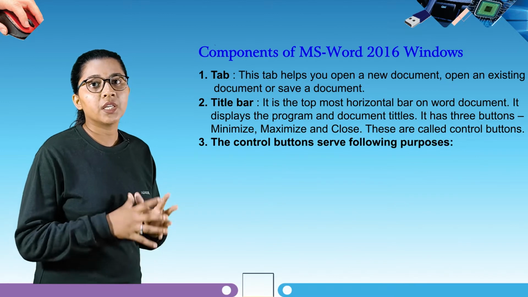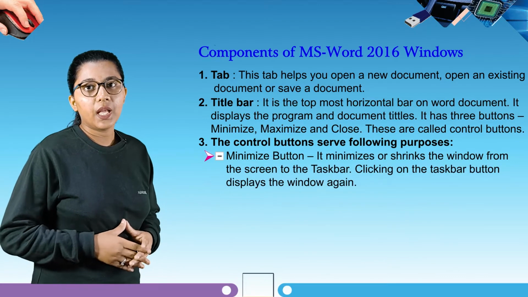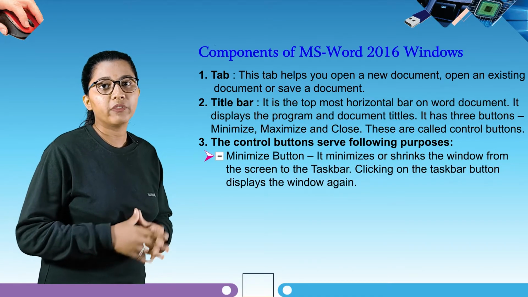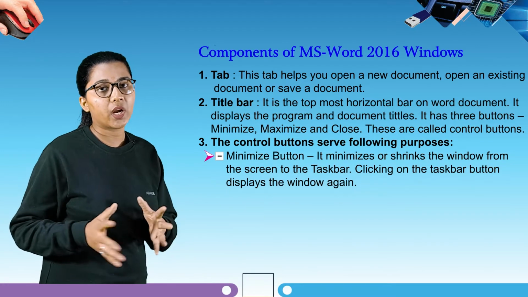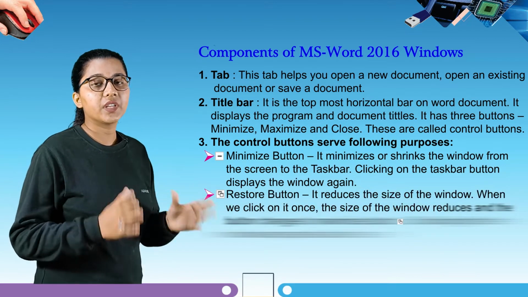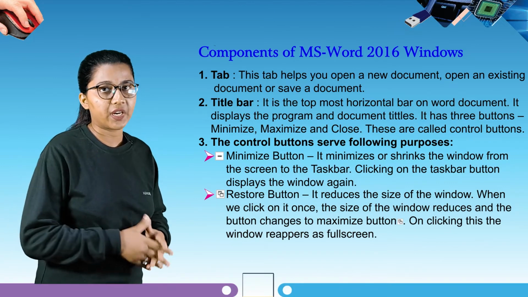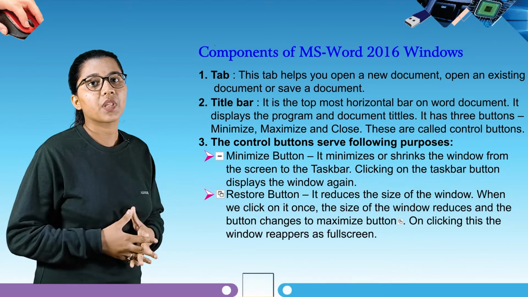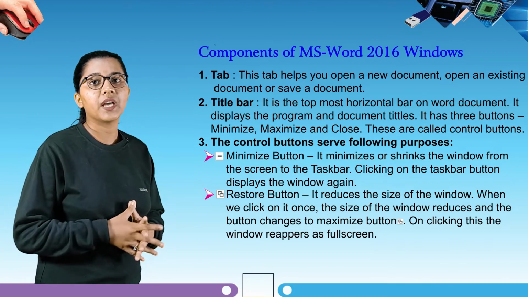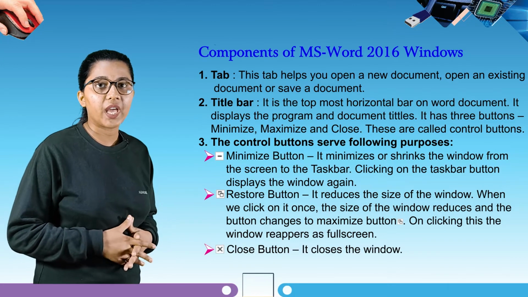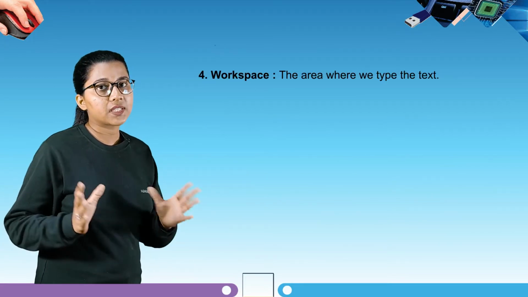The control buttons serve the following purposes. Minimize button. It minimizes or shrinks the window from the screen to the taskbar. Clicking on the taskbar button displays the window again. Now we have the restore button. It reduces the size of the window. When we click on it once, the size of the window reduces and the button changes to the maximize button. On clicking this, the window reappears as full screen. Now we have the close button. It closes the window.